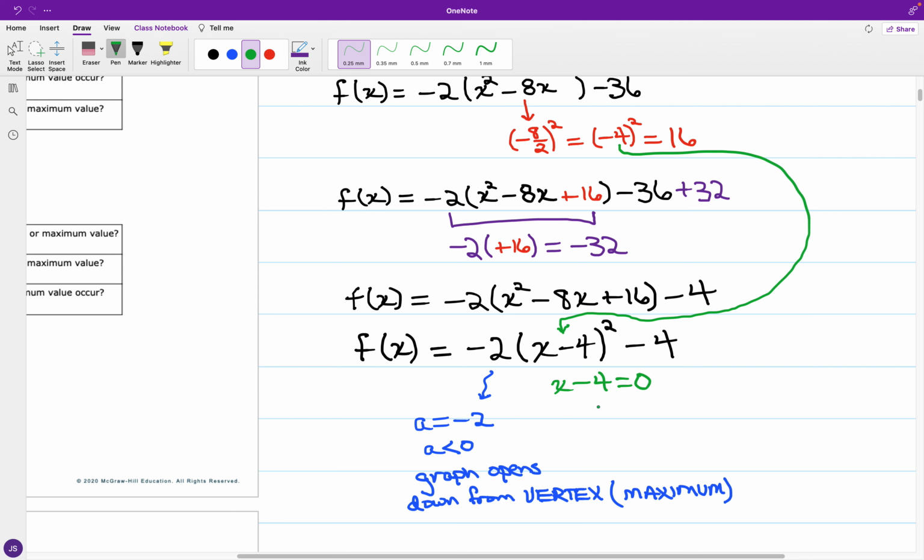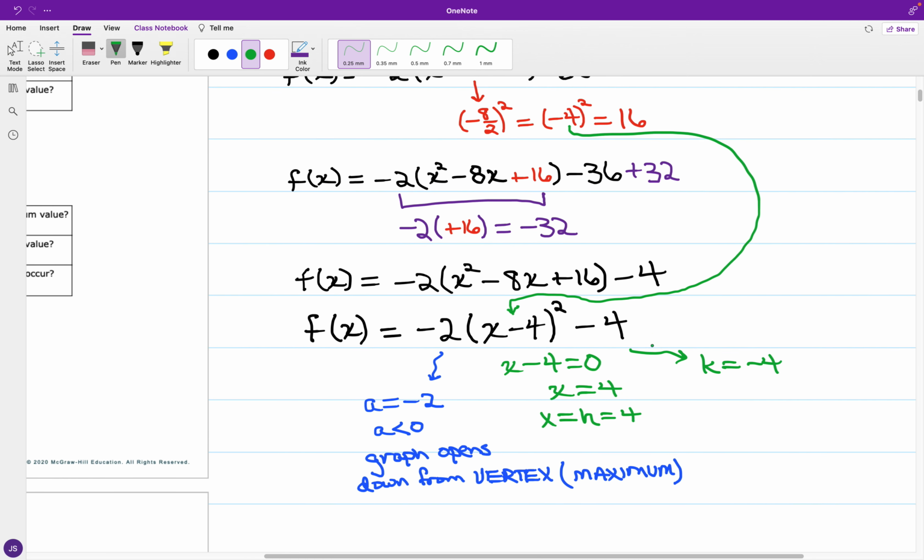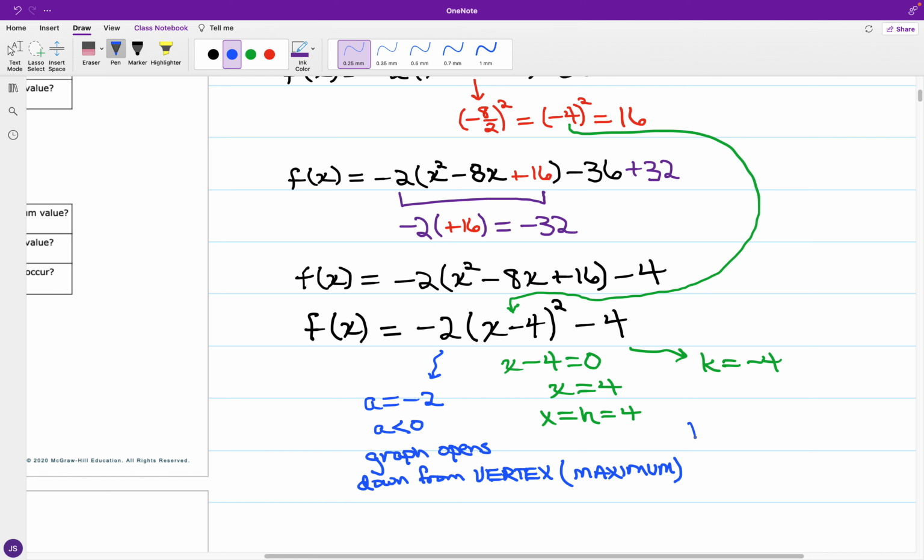And I can use this to determine the axis of symmetry as well as the first coordinate of the vertex. So if x minus 4 is 0, we have that x is equal to 4. So we have x equals h is equal to 4. And for what we have in terms of the k value, that's going to be negative 4. So for the vertex hk, that's going to be 4, negative 4.